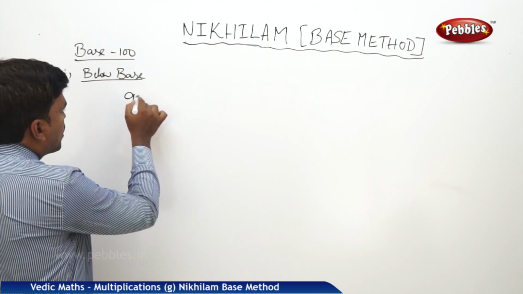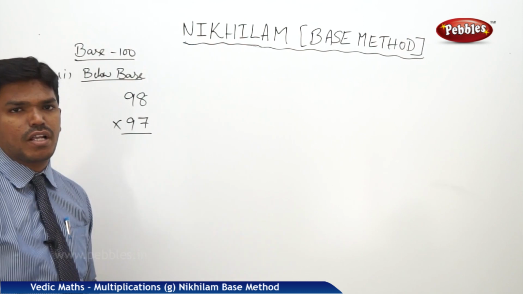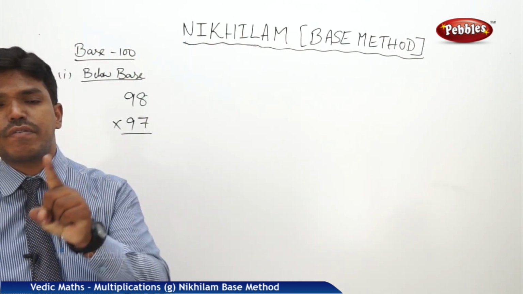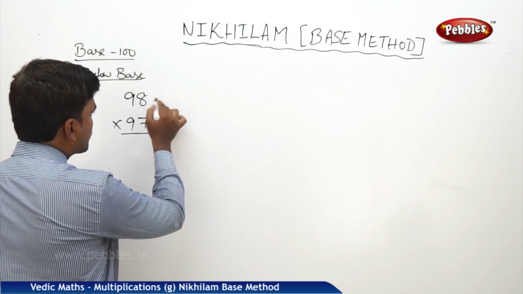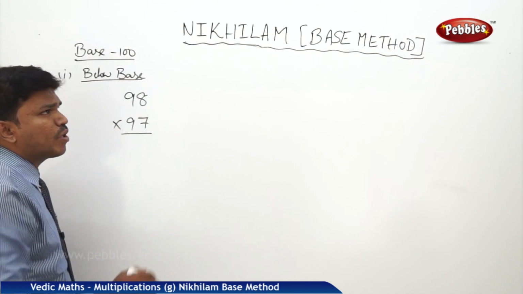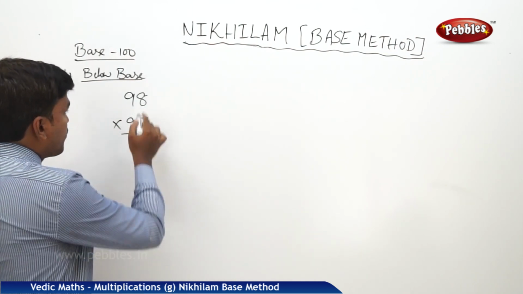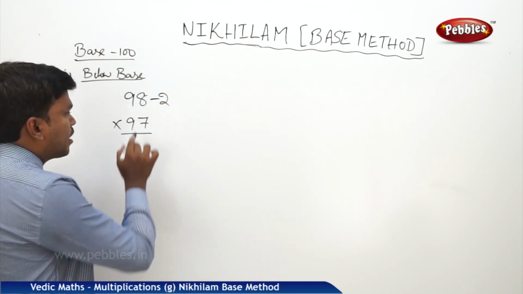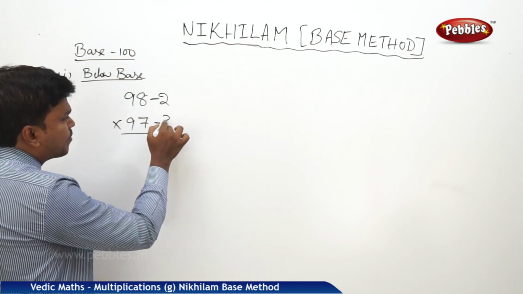Suppose you take 98 into 97, I want to multiply these two numbers. 98 into 97. Both the numbers are nearer to base 100 only. That's why we have taken base 100. So 98, how much? Is it more or less? First of all you tell me. Is it less only, compared to 100? So I am putting minus. How much less? 2. Here 97. Is it less or more? Less. How much less? 3.